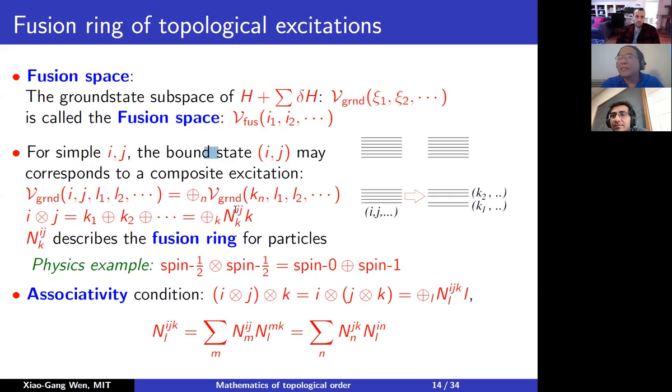Actually this notion is also familiar to physics in some way. We know the fusion of spin half and spin half gives spin zero and spin one, so we do have the direct sum. But for non-abelian particles, this is very general. This matrix N_ijk is a fusion matrix that satisfies some associativity condition: fusing I and J first, or J and K first, gives the same result. So these fusion coefficients satisfy some kind of consistency relation.